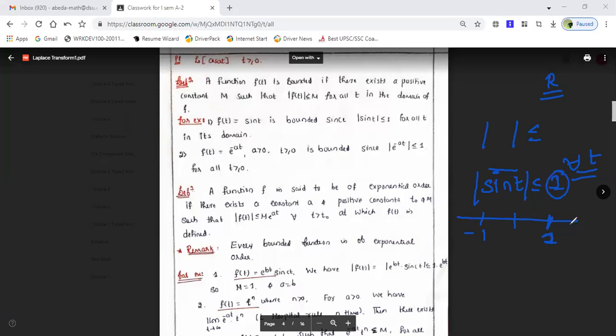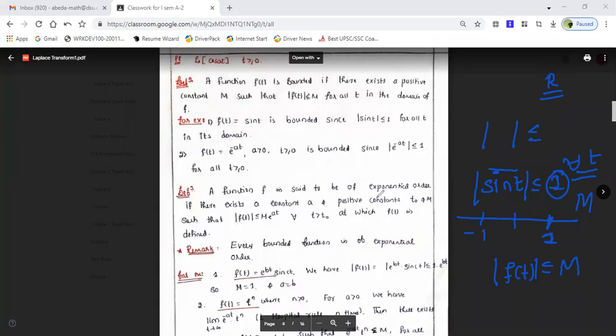If there is a positive constant, set as M, such that the modulus of f of t is less than or equal to that M, then we call it a bounded function. Similarly, the cos function is also bounded by 1 and minus 1, but it cannot take a higher value than this. Whereas tan is not bounded, because tan will go to infinity. It is not a bounded function.